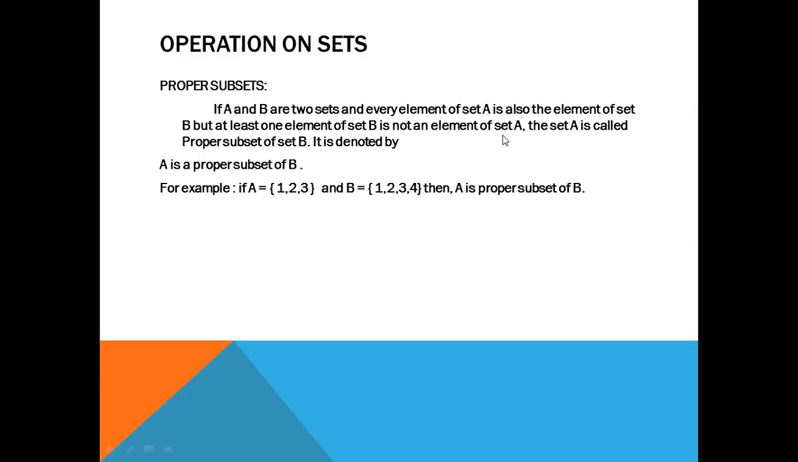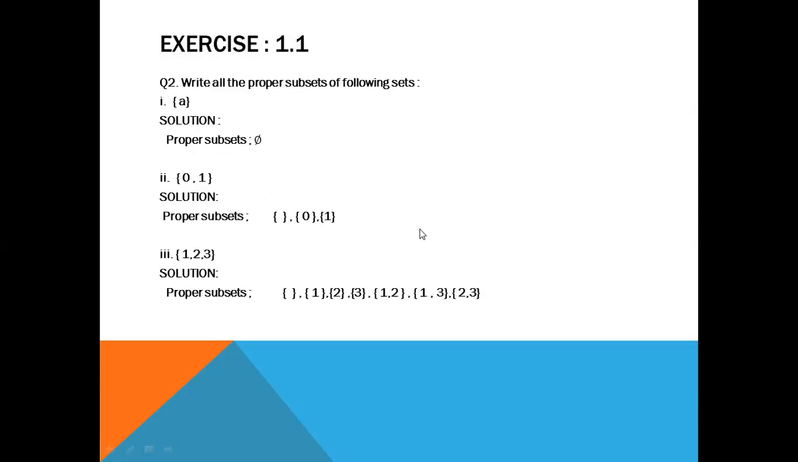Come to the exercise. You see on your screen question number 2. Write all proper subsets of the following. Part 1, A singleton set is given. Proper subset: null. Second is 0, 1. 2 elements are there. Proper subsets: first subset will be null, then 0, then 1. There are 3 proper subsets of the given set.